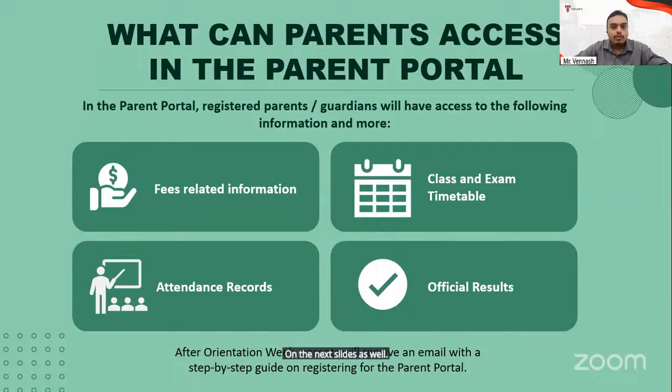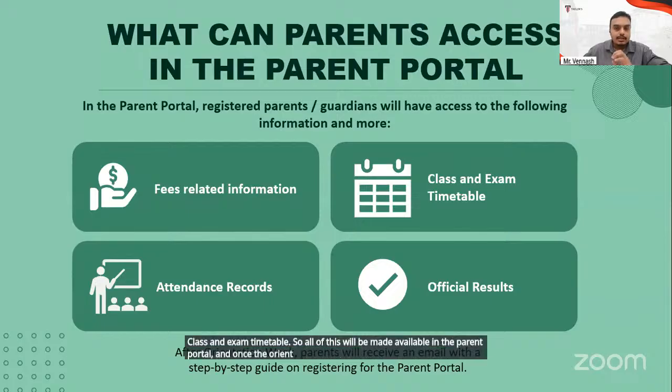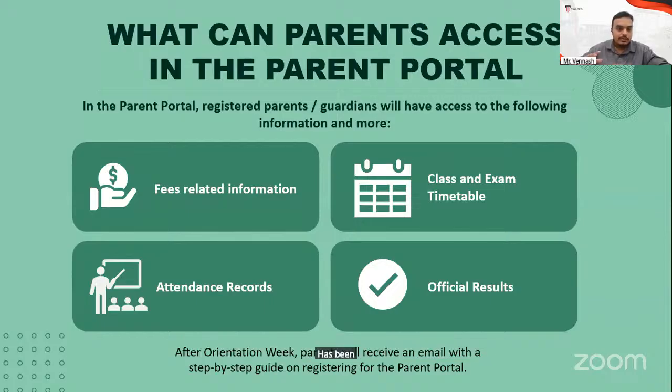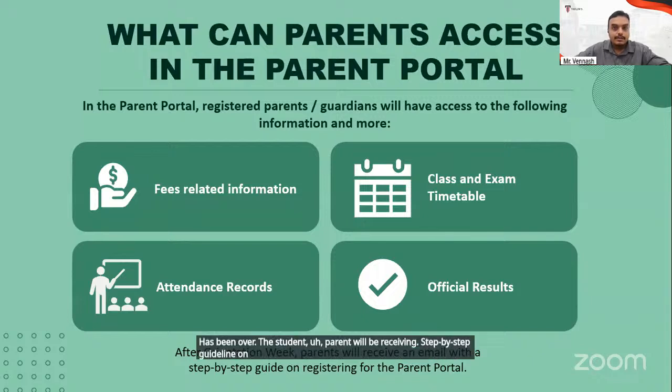Now, for parents, they also have a parent portal. In this parent portal, they will get to see things such as fee-related information, students' attendance record, class and exam timetable. So all of these will be made available in the parent portal. And once the orientation week is over, the parent will receive a step-by-step guideline on how to register for the parent portal.